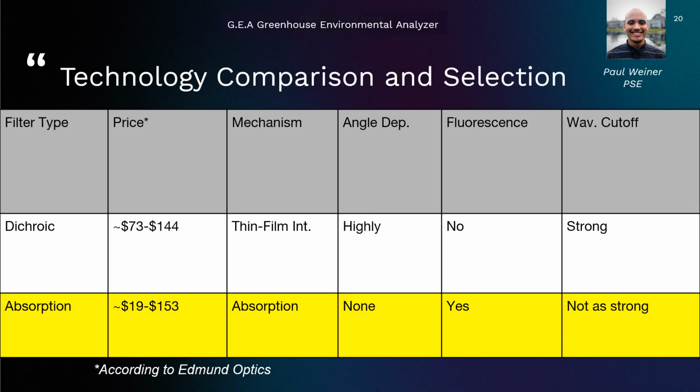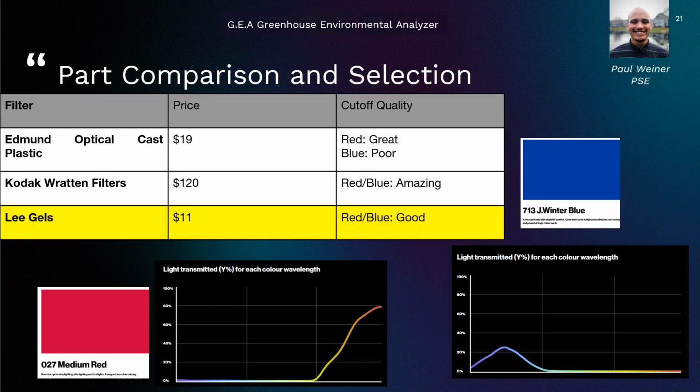Here are two different filter types, dichroic and absorption. Our original design was dichroic, but since we're not using that design anymore, we're going with absorption. Absorption filters are much cheaper. They're not angle dependent, which is great for our design. They have the possibility to fluoresce, but we're not super concerned about that based on the filters that we have. And also, based on the filters that we have, we are not super concerned about the not as strong wavelength cutoff.